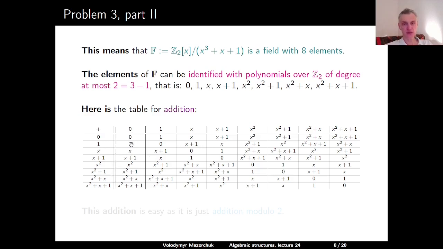And then 1 plus 0 is 1, 1 plus 1 is 0, 1 plus x is x plus 1, 1 plus x plus 1 is x, and so on. So x plus 1 plus x squared plus 1 is x squared plus x, because 1 and 1 cancel. And in this way we can write down the formulas for addition for any 2 elements in our field.